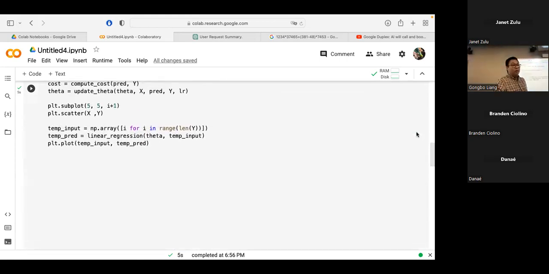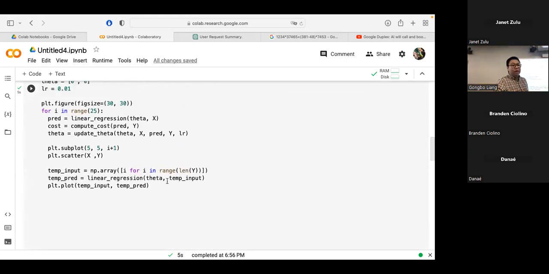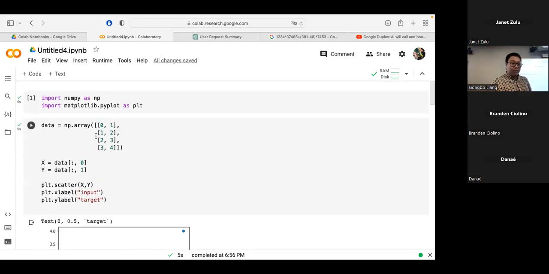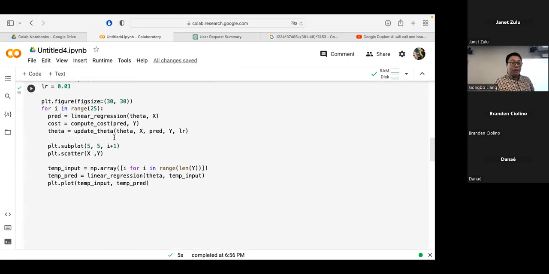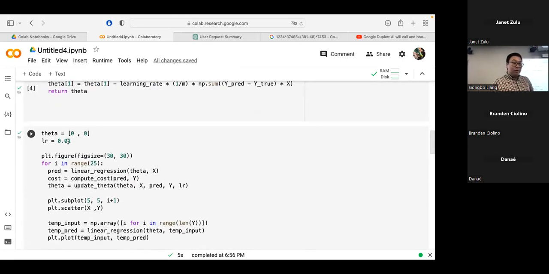The input here is just a bunch of random points, just some dummy values. And then by adjusting the learning rate, if we change it to 0.1, then yeah.